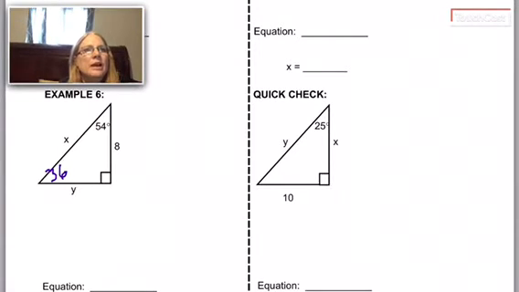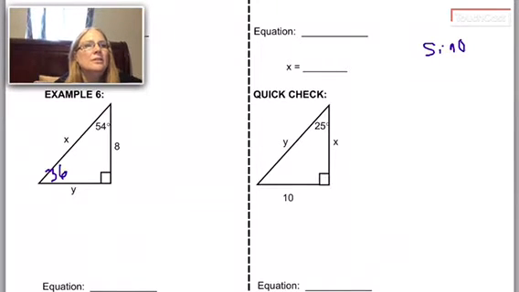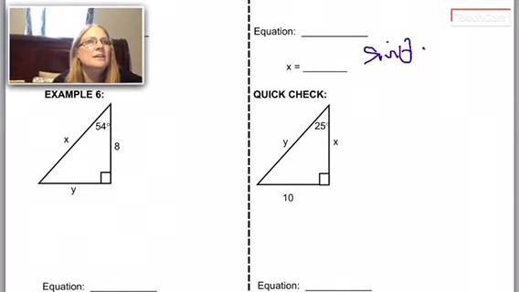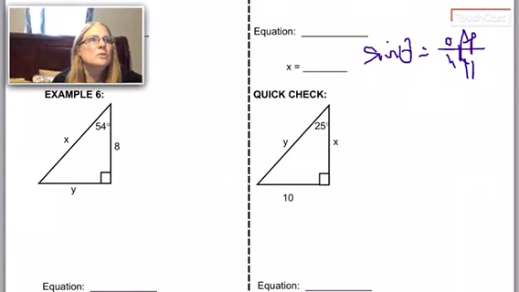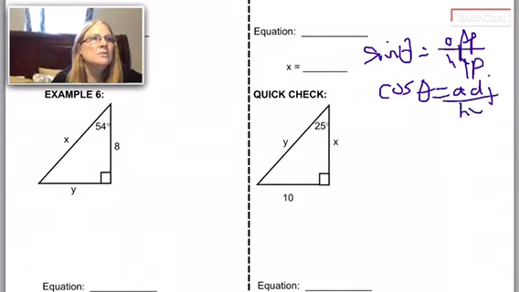Let me go ahead and write over here. Sine of an angle, sine of theta, is opposite over hypotenuse. Cosine is adjacent over hypotenuse. And tangent is opposite over adjacent.